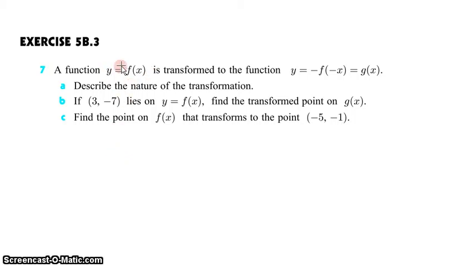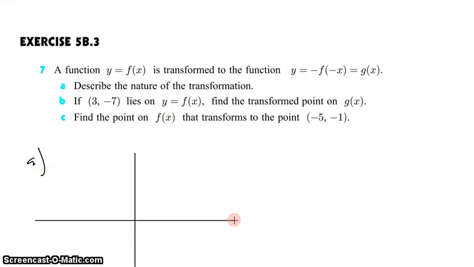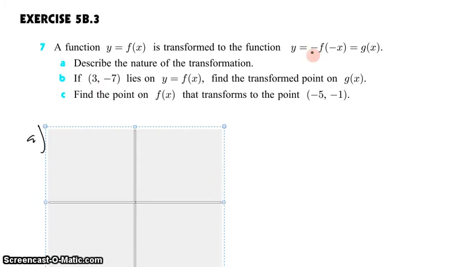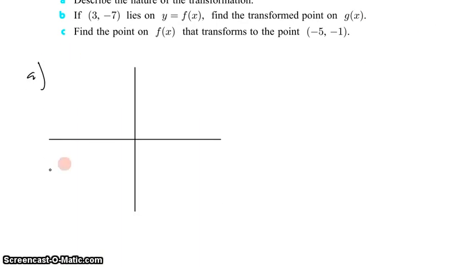In this question we have a function, we don't know what it is, but it's transformed by these two transformations. Question A says to describe the nature of the transformation. Well, what we have is two processes: one in which we flip the function vertically, and one in which we flip the function horizontally. So let's draw an arbitrary function in and see what happens.